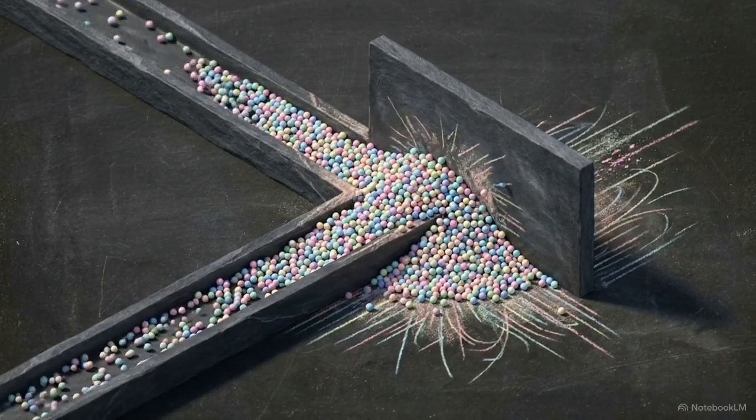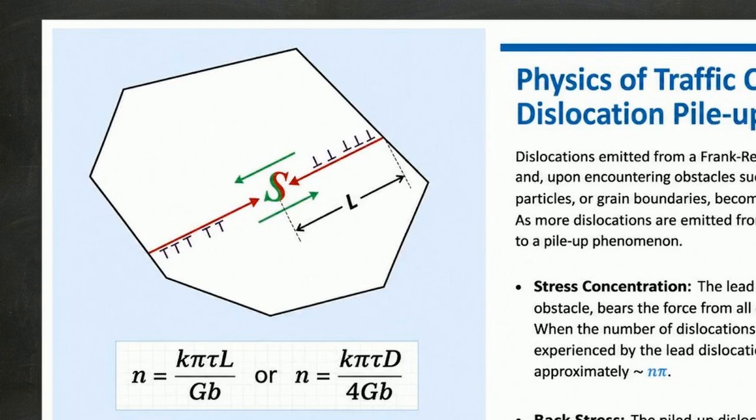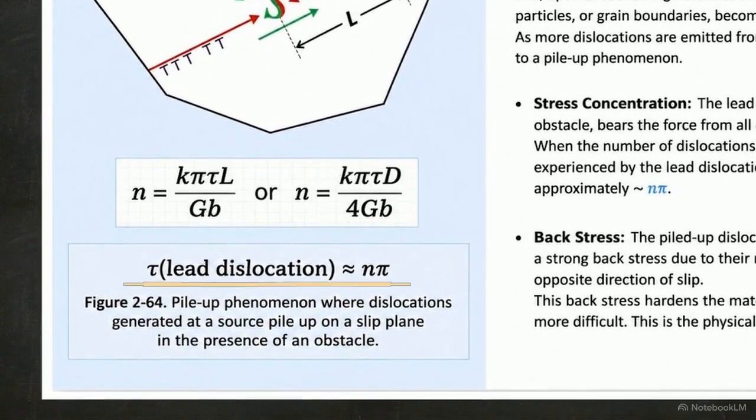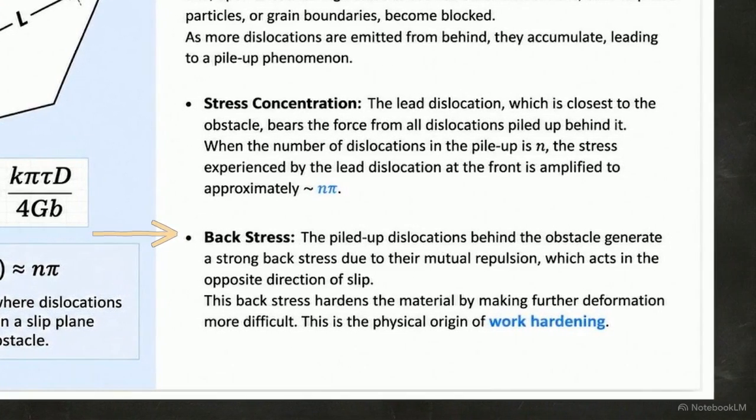As the Frank-Read source fires expanding loops, they glide across their slip plane until they encounter a barrier. The leading dislocation halts, and the hundreds firing behind it crash into its rear, creating a massive pile-up phenomenon. This gridlock forces extreme stress concentration onto the single lead dislocation. If N dislocations are trapped in the pile-up, the stress experienced at the very front is amplified to roughly N times pi. At the exact same time, because dislocations of the same sign repel each other, the compressed traffic jam generates a severe repulsive field, pushing backward against the direction of slip.